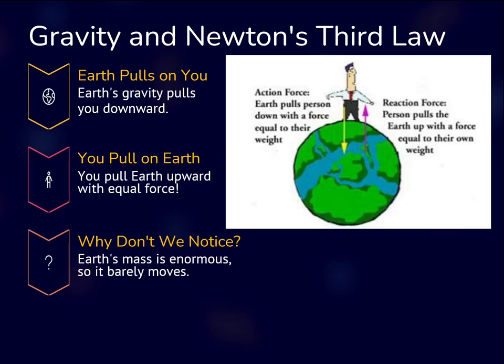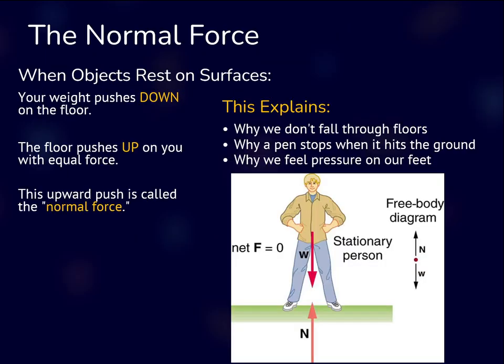This also explains why a pen stops when it hits the floor. The ground pushes up with a normal force equal to the pen's weight, stopping its motion. Newton's third law applies to electric forces as well. If we place two like charges near each other, say two positive charges, they repel. One pushes on the other, and the second pushes back with the same force. If the charges are opposite, however, they attract with equal force. In both of these cases, the electrostatic force obeys Newton's third law. Equal in size, opposite in direction.